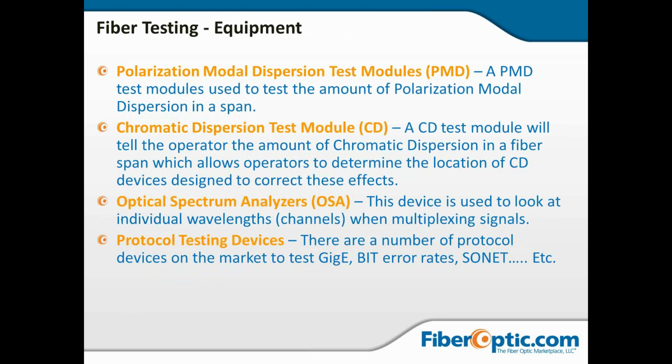Some other test equipment that we might be wanting to specify as we do our design. We might want to look at polarization mode dispersion. We might want to look at chromatic dispersion. Those are primarily our limiting factors for distance.